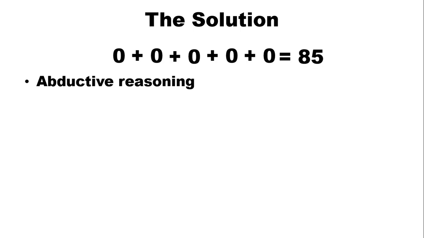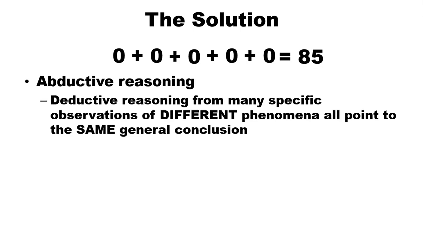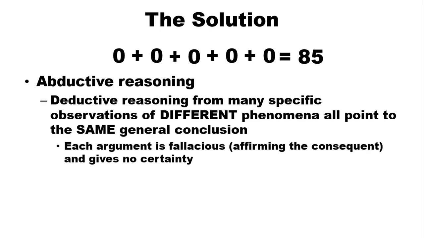It's not really a third type of reasoning, it's sort of a combination of inductive and deductive reasoning. What happens in abductive reasoning is that you actually use deductive reasoning from many specific observations, like inductive reasoning, but now you're relying on different observations. And you're seeing that the different observations all point to the same general conclusion. Okay. I know that's a little confusing, but I'll explain it.